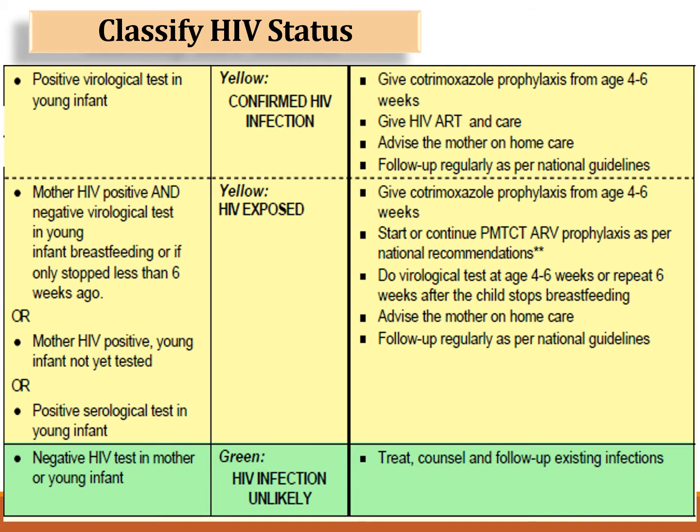For the management, you give cotrimoxazole prophylaxis for 4 to 6 weeks. Start or continue PMTCT ARV prophylaxis as per national recommendations. Do a virological test at age 4 to 6 weeks, or repeat 6 weeks after the child stopped breastfeeding. Advise the mother on home care and follow up regularly as per national guidelines.